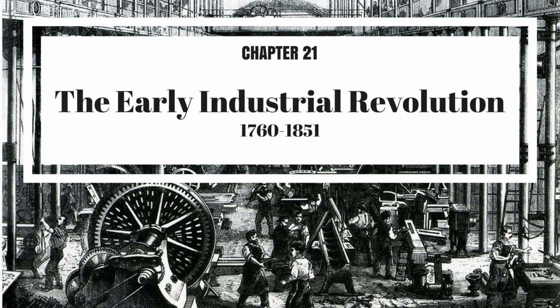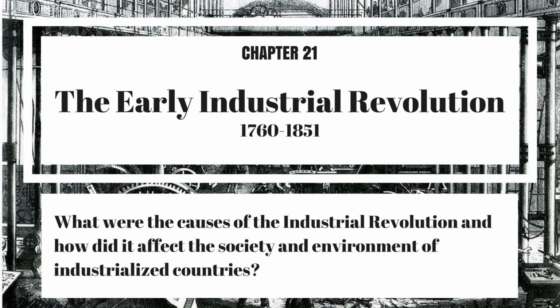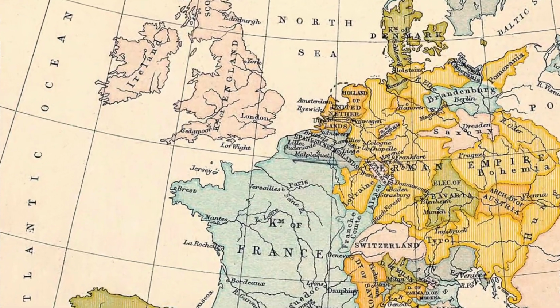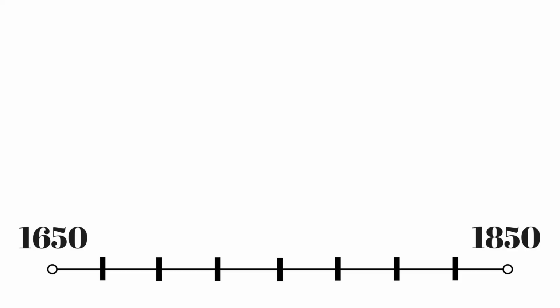The early Industrial Revolution, 1760 to 1851. What were the causes of the Industrial Revolution and how did it affect the society and environment of industrialized countries? The preconditions of England in the 18th century were what allowed the Industrial Revolution to begin.